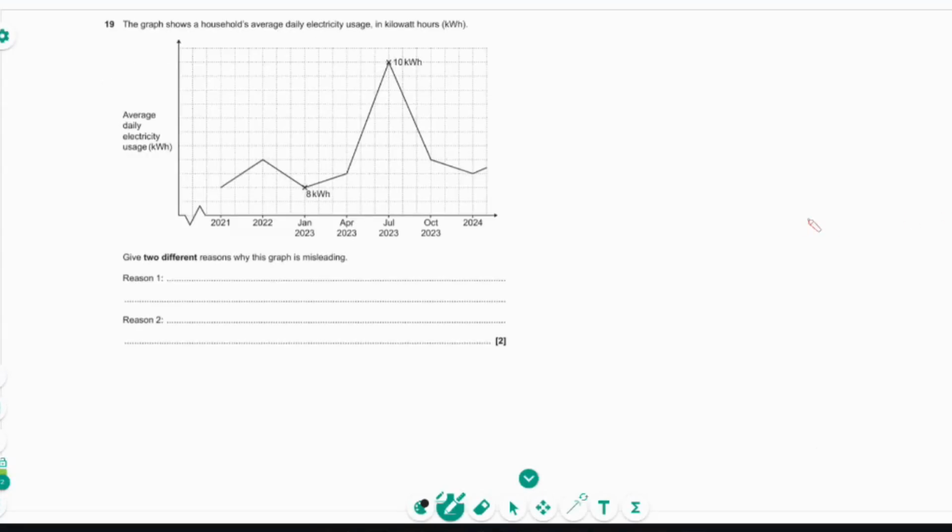The graph shows households' average daily electricity usage in kilowatt hours. Give 2 reasons why the graph is misleading. Okay, well, if you just have a look at the vertical axis here, it's not labelled at all. Well, it's got a label on it, but there are no measurements on it. So there's your first reason. So no vertical scale.